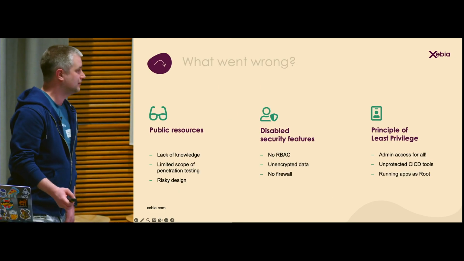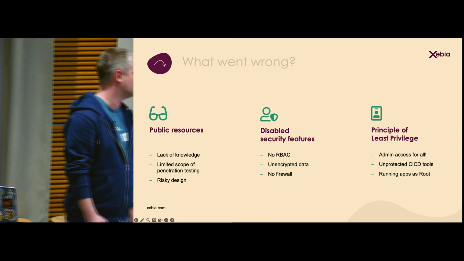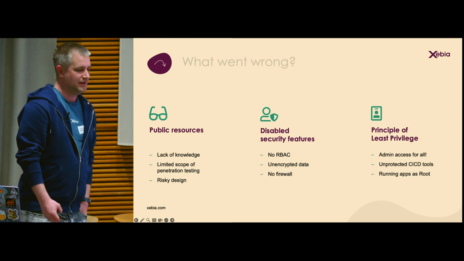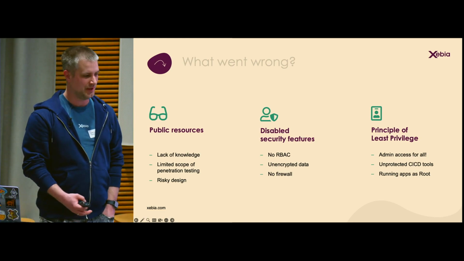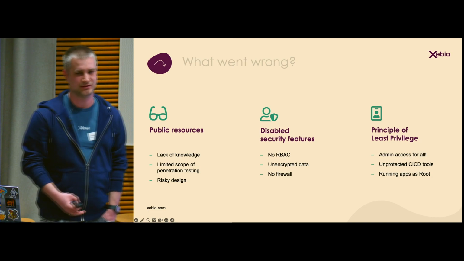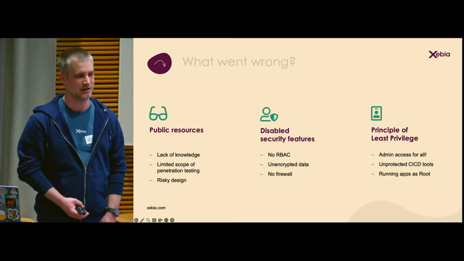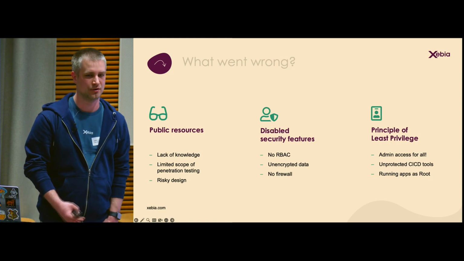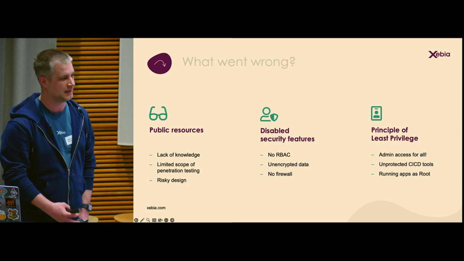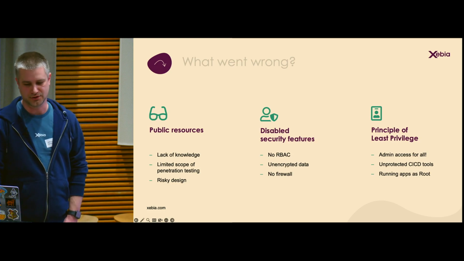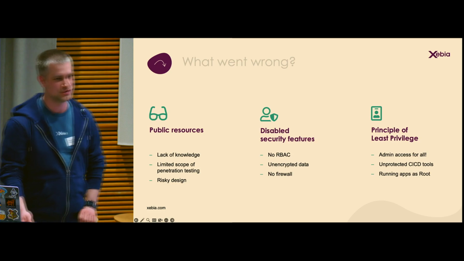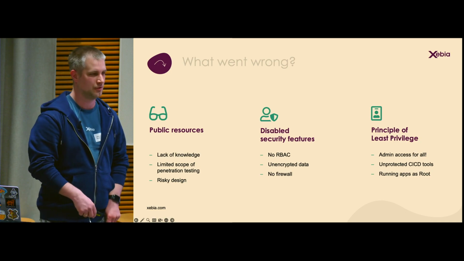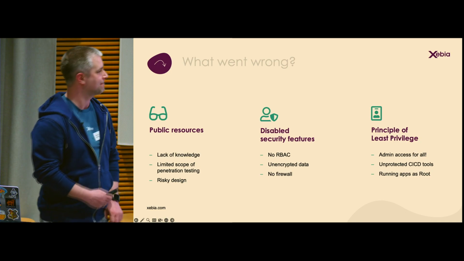What went wrong here? Public resources. First of all, if you have your Kubernetes cluster exposed, control plane exposed, it means that either you don't know how networking works in AWS, or you made a mistake and nobody noticed that, or you don't have your non-prod environment in scope of penetration testing. These are the responses from the companies when I asked why.